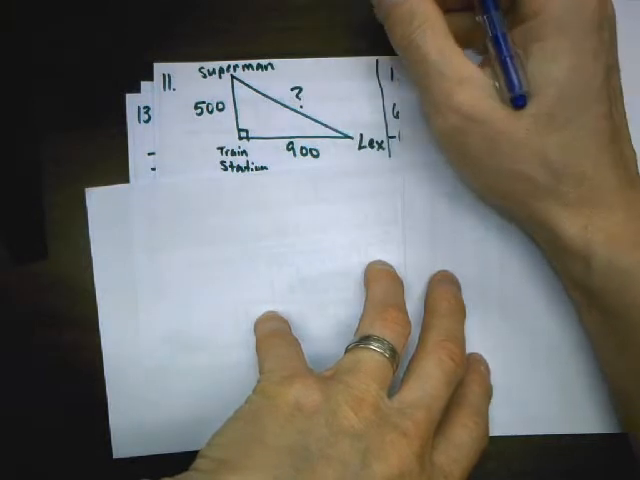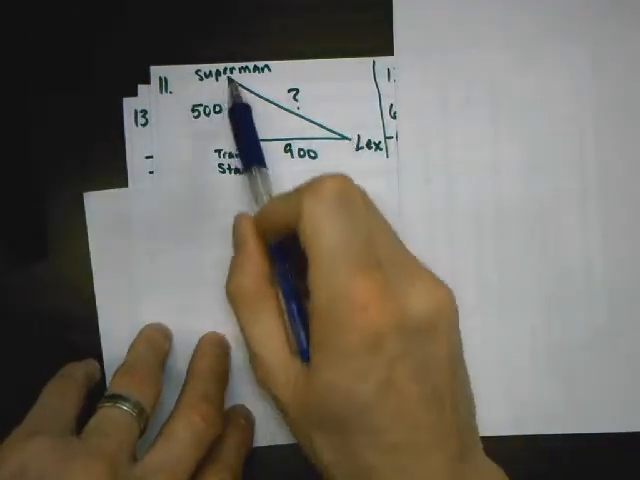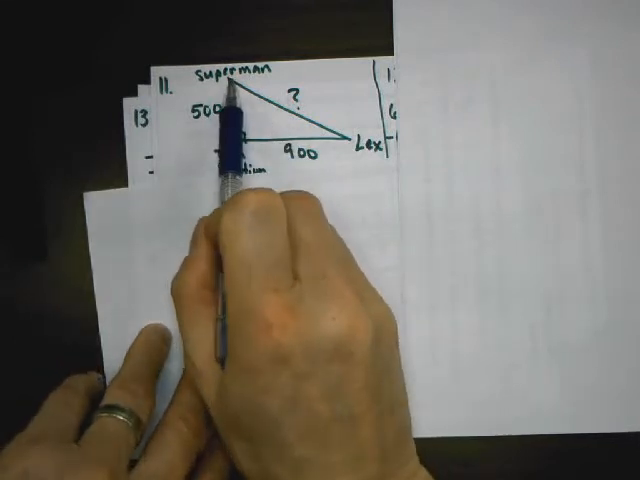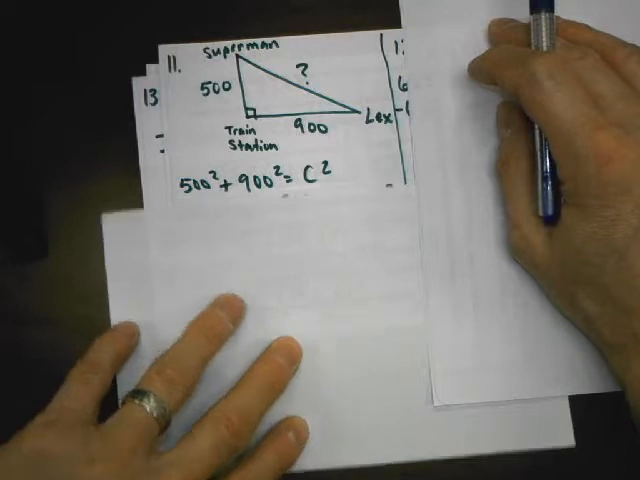At that moment, Superman was 500 feet in the air, so he was 500 feet up here. And Lex was 900 feet from the station. So that's a right triangle. How long was the beam? In other words, find the hypotenuse for this right triangle. So we go a squared plus b squared equals c squared.